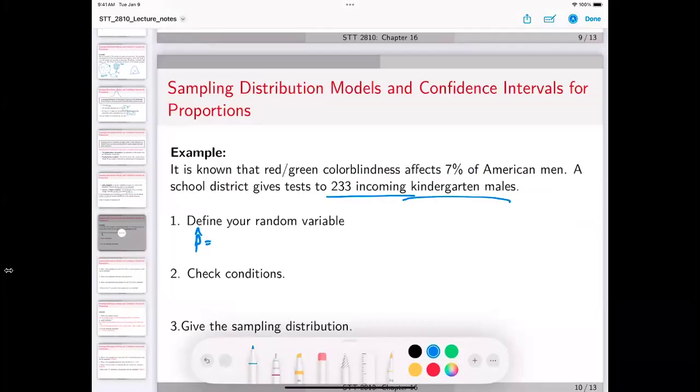Now we can also check the success or failure condition. How do we check that? What is P? P is 0.07. So NP hat is 233 times 0.07. What do we get?